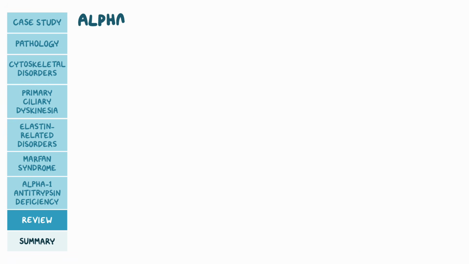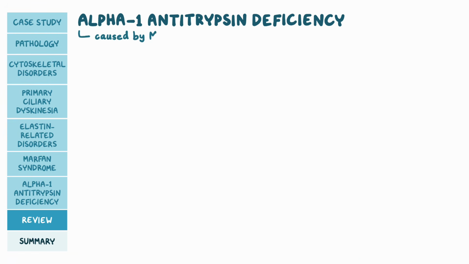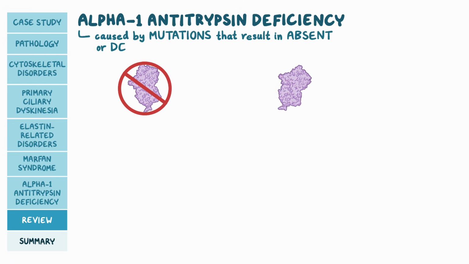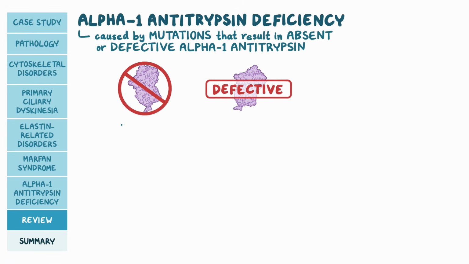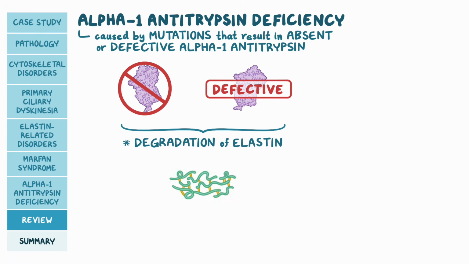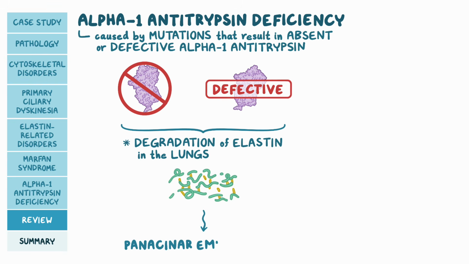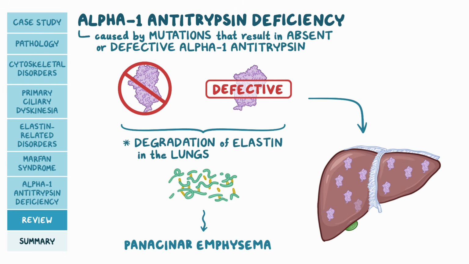Finally, alpha-1 antitrypsin deficiency is caused by mutations that result in absent or defective alpha-1 antitrypsin, which can cause excessive degradation of elastin in the lungs, leading to panacinar emphysema, and can build up in the liver, causing cirrhosis.